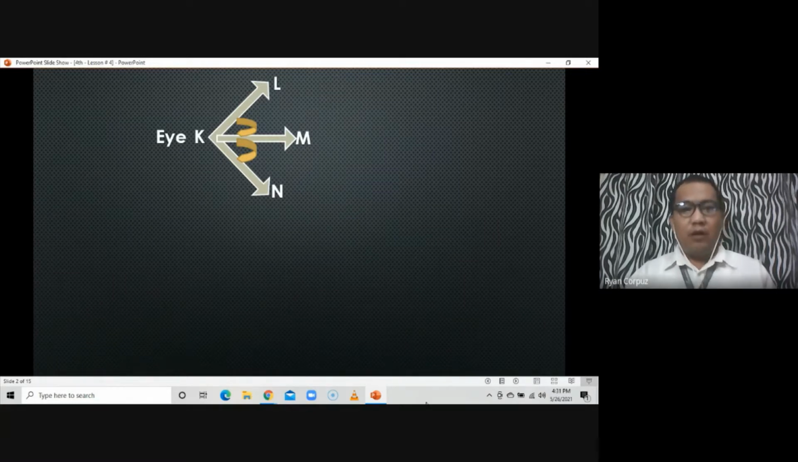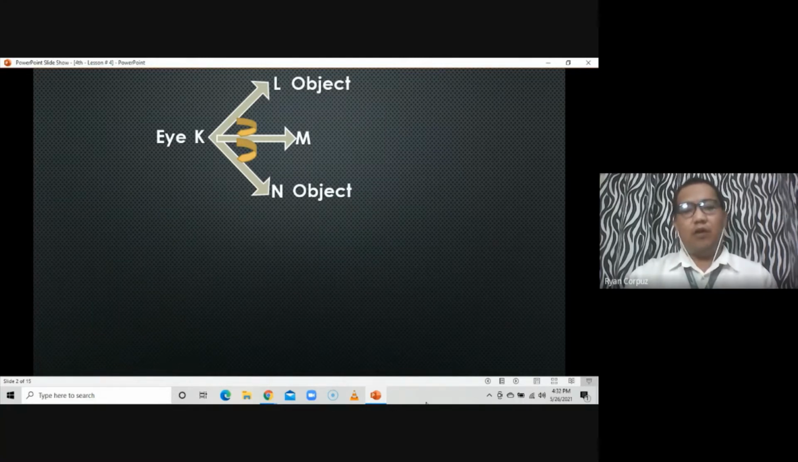Example, ikaw yung observer. So that's your eye. And from point K to point M, that is the horizontal. So let's say, for example, you're just going to look forward, straight forward. So you will form a horizontal. Then the point L and point N there, that is what we call as the objects. Yun yung objects na tinitignan natin.